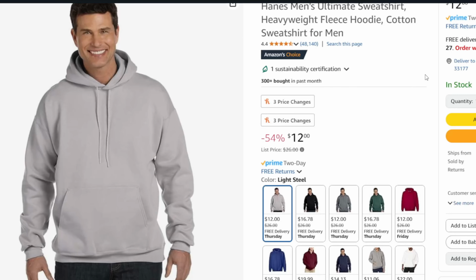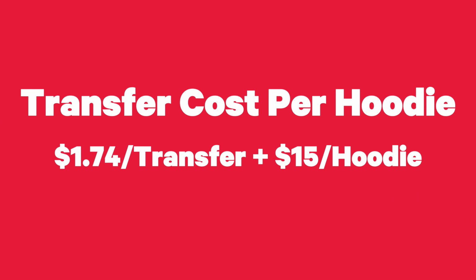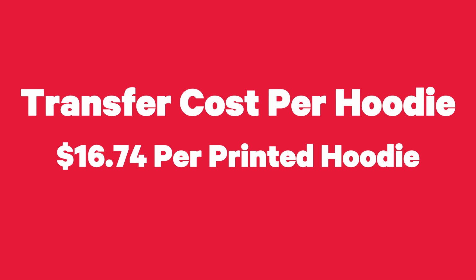Now, hoodies. So hoodies, on average, you can purchase them for about $12 to $15. Let's stick to about $15 because that's more or less how much you can get them for online. Now, taking into consideration our production cost, $1.74, plus our $15 for the hoodie, we're going to be spending about $16.74 to have a printed hoodie.